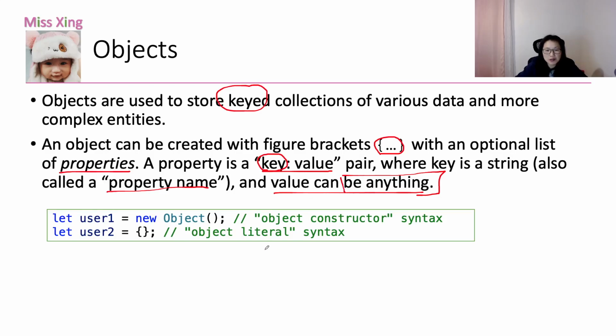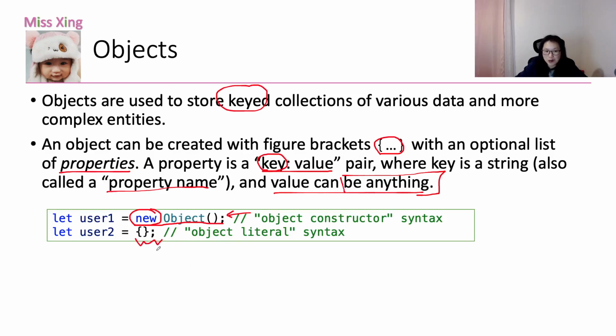So now let's take a look at how we get an object. The first one, which we will cover later, is using new Object. Some people are familiar with Java. In Java, if we want to create an object, we also use new. And in JavaScript, you can also use new Object. This one we'll talk about later.